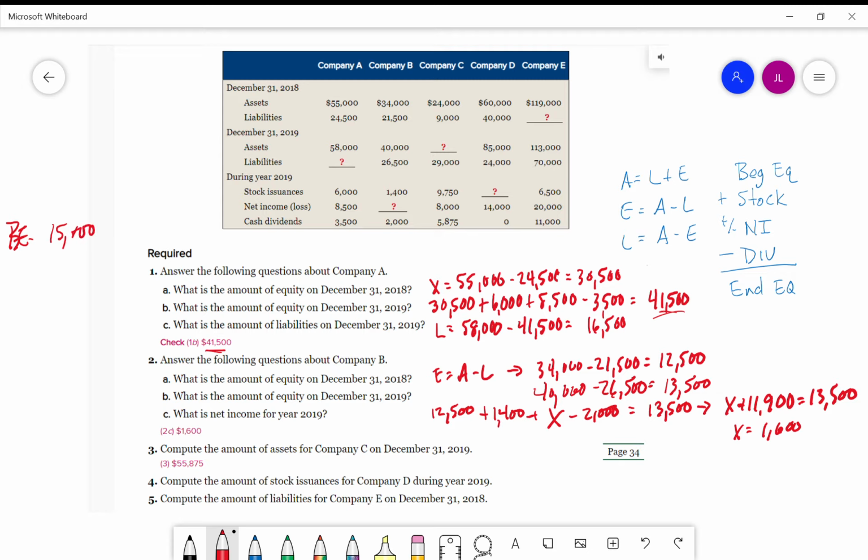Now over here, we know our stock issuances. We can add 9,750. We can add our net income of 8,000, plus 8,000. And we subtract our dividends, which are given at 5,875. If we do all this, we'll see our equity in 2019. Let's see, 17,750, 32,750 minus 6,000, 26,750 plus 125, 26,875.